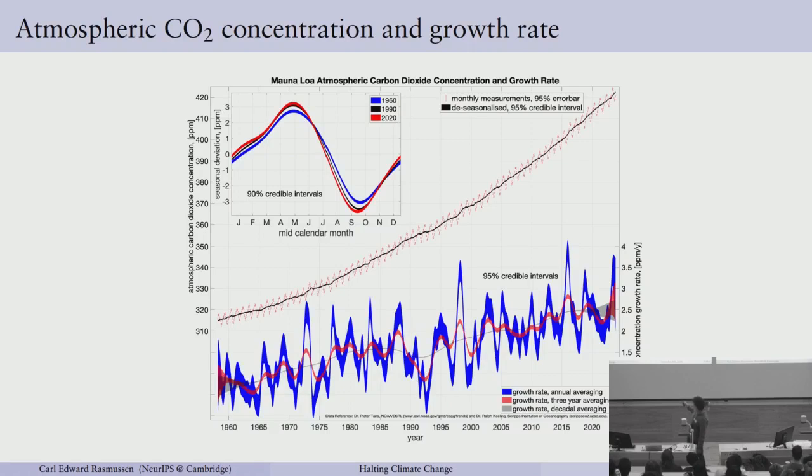And down here, on the other axis, I've shown you the derivative of the amount of CO2 when I've deseasonalized it. The derivative is a very wobbly function, so I've averaged it using annual averaging, or 3-year averaging, or 10-year averaging. And you can see that the growth rate, since the Paris Agreement started in 2015, has been constant at about 2.5 parts per million per year, right? And of course, this graph has to go to 0 before we can stabilize the temperature.